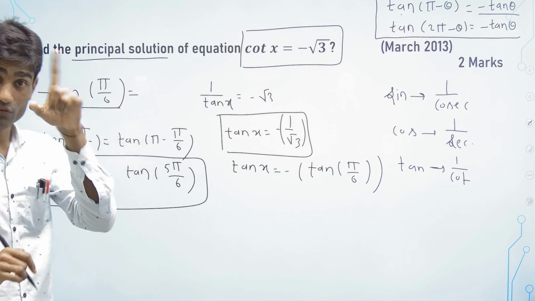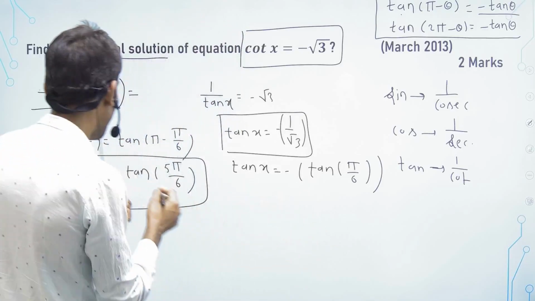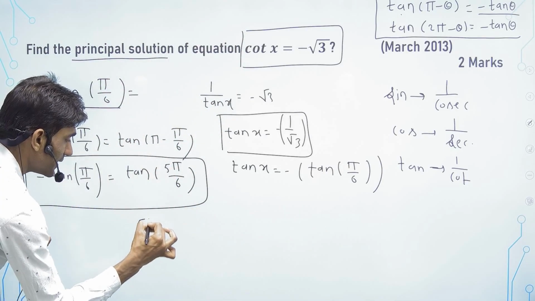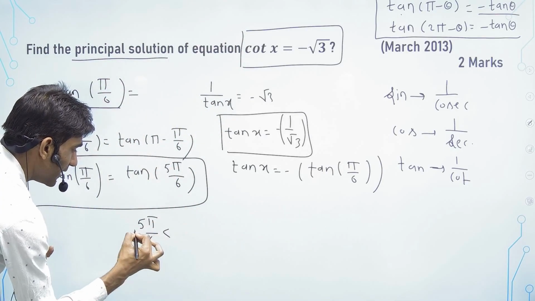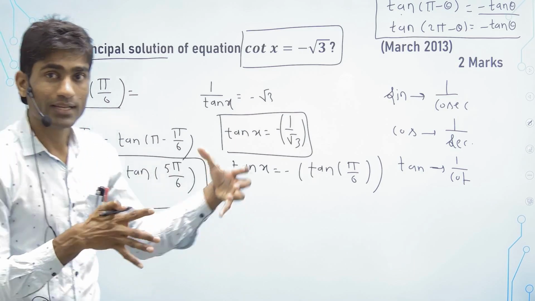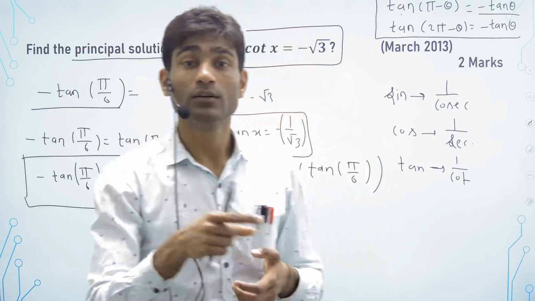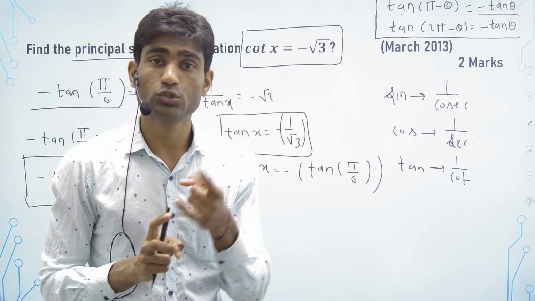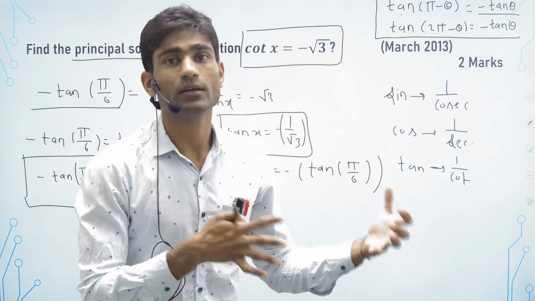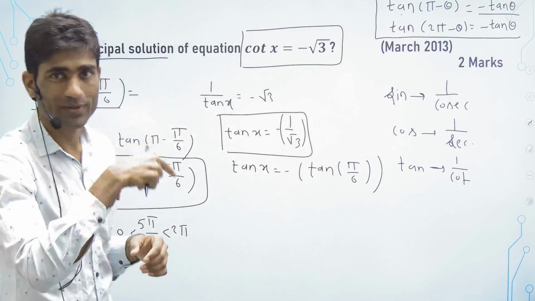So this one is our first theta that gives us a positive value. We have 5 pi by 6, which lies between 0 and 2 pi. If you want to verify whether it lies between 0 and 2 pi or not, you have to check using its value. Put pi equal to 180 degrees and verify whether it is coming between 0 and 2 pi or not. Obviously it is there.